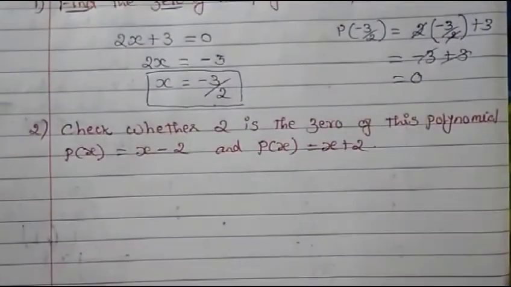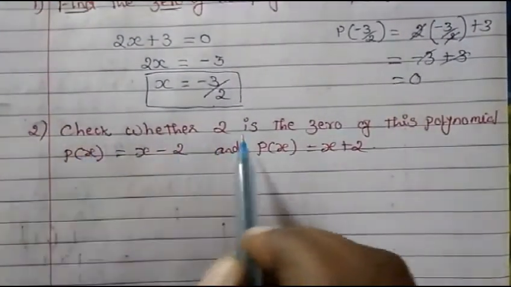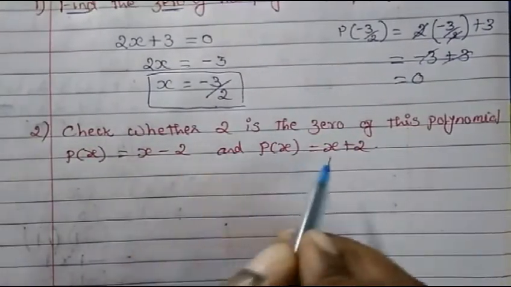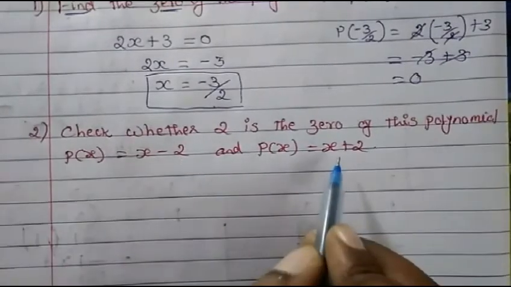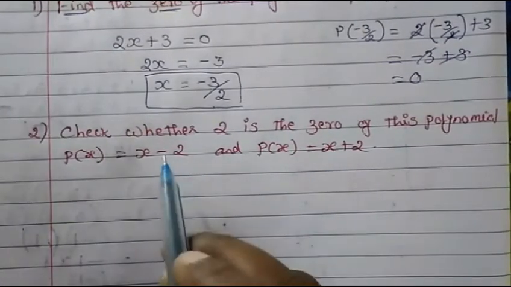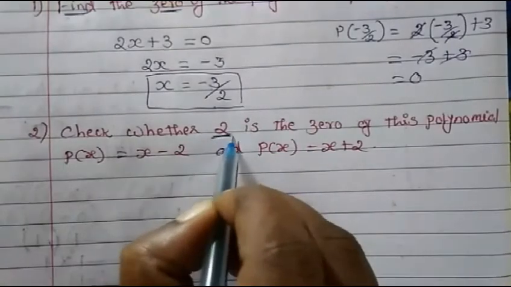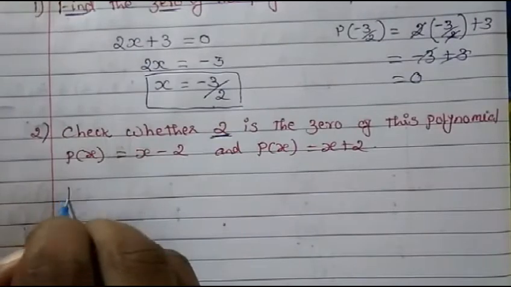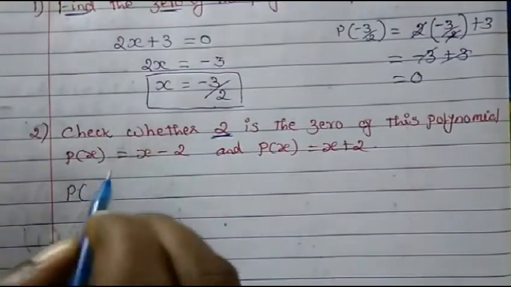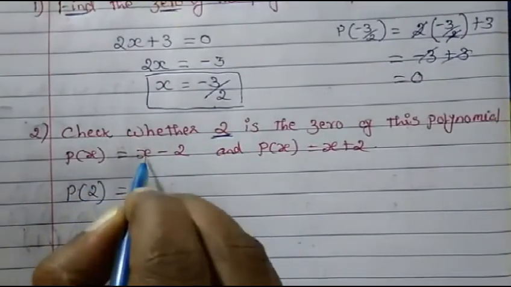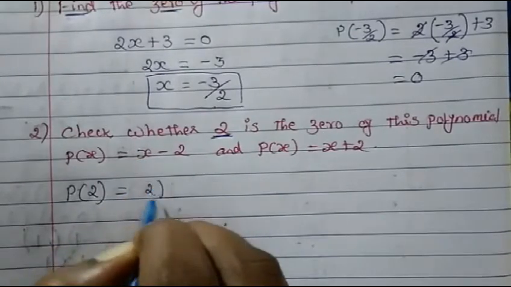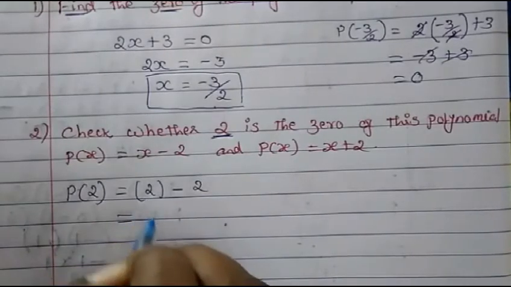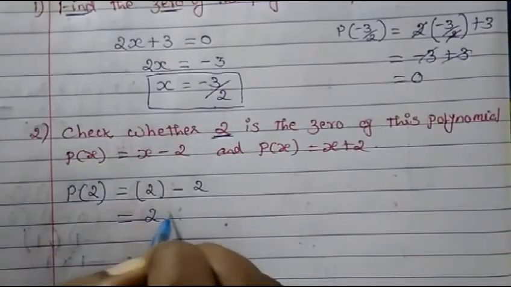Now the other way of asking the question is, check whether 2 is the 0 of this polynomial. The polynomial is given to us: x minus 2 and x plus 2. But we have to check whether 2 is the 0 of this polynomial. So let us check. In the place of x we have to put 2. So in the place of x we put 2 minus 2. So this is actually plus 2 and this is minus 2.